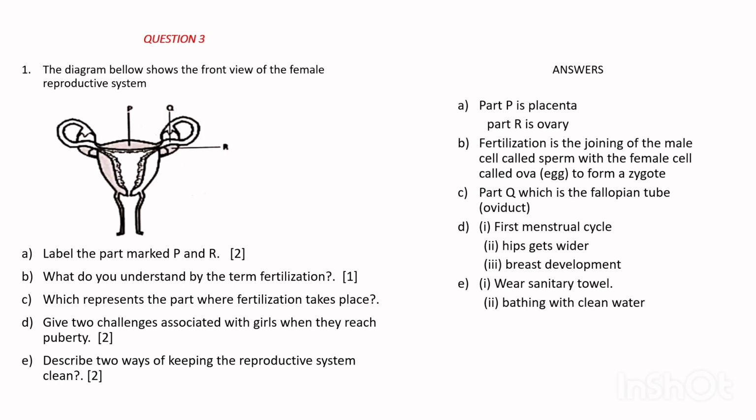Okay, so get this question clear. Describe 2 ways of keeping. The main keyword here is keeping the reproductive system clean. There is another question similar to this one, which says state the importance of keeping the reproductive system clean. So you can just simply say to avoid infections, to avoid diseases. Okay, like gentle words, something like that.